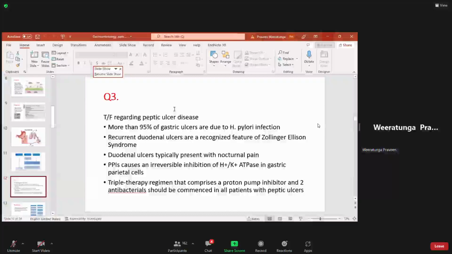Now, the third question, again on peptic ulcer disease. So the first statement is that more than 95% of gastric ulcers are due to Helicobacter pylori. Most often, it is the duodenal ulcers that are associated.